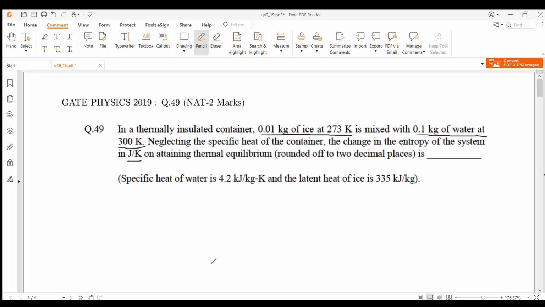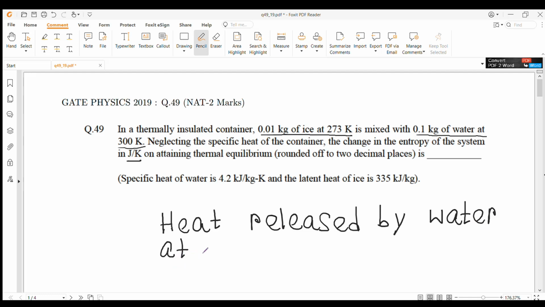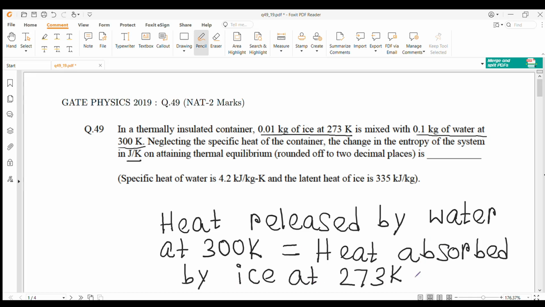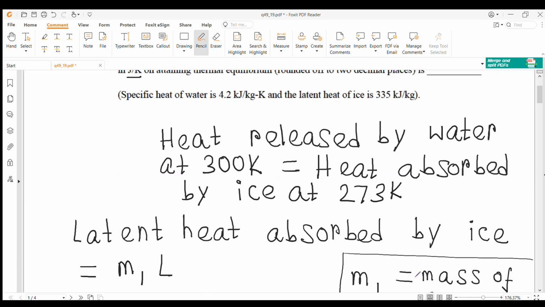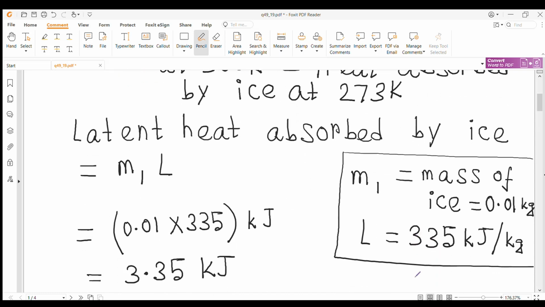Let's solve this question. In this question, we have heat released by water at 300 Kelvin equal to heat absorbed by ice at 273 Kelvin. Now let's find out the latent heat absorbed by ice. This is equal to m1 into L, where m1 is the mass of ice, which is equal to 0.01 kg, and L is equal to 335 kilojoule per kg. So we found that the latent heat absorbed by the ice is equal to 3.35 kilojoule.